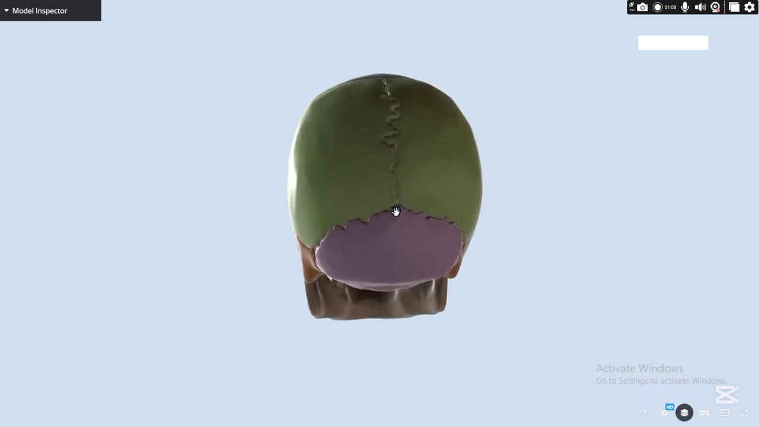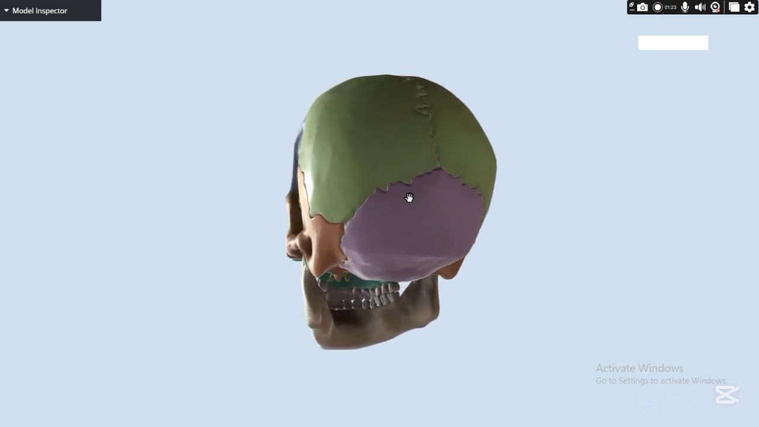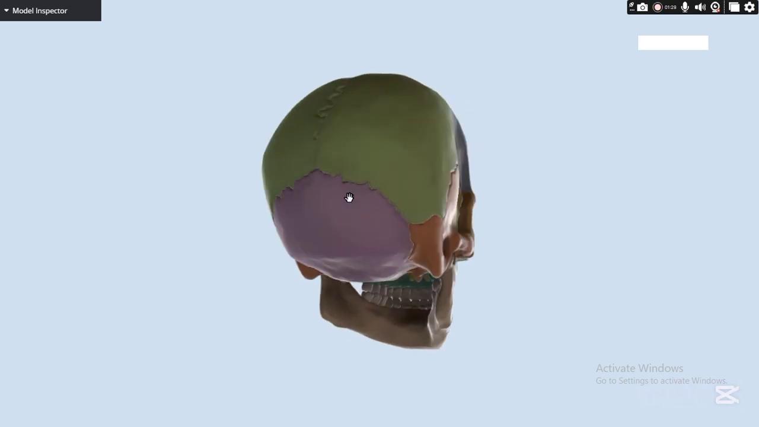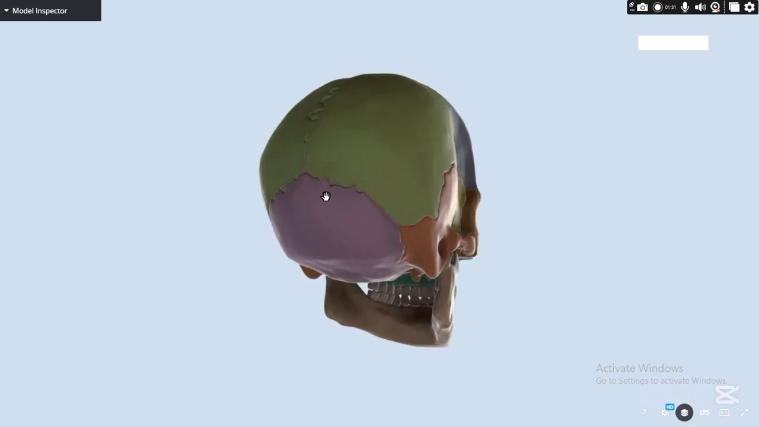Now this white structure posteriorly is called lambda. Lambda is the position for the posterior fontanelle. Lambda is located between the occipital bone and the two parietal bones. The suture between the parietal bone and the occipital bone is called the lambdoid suture.